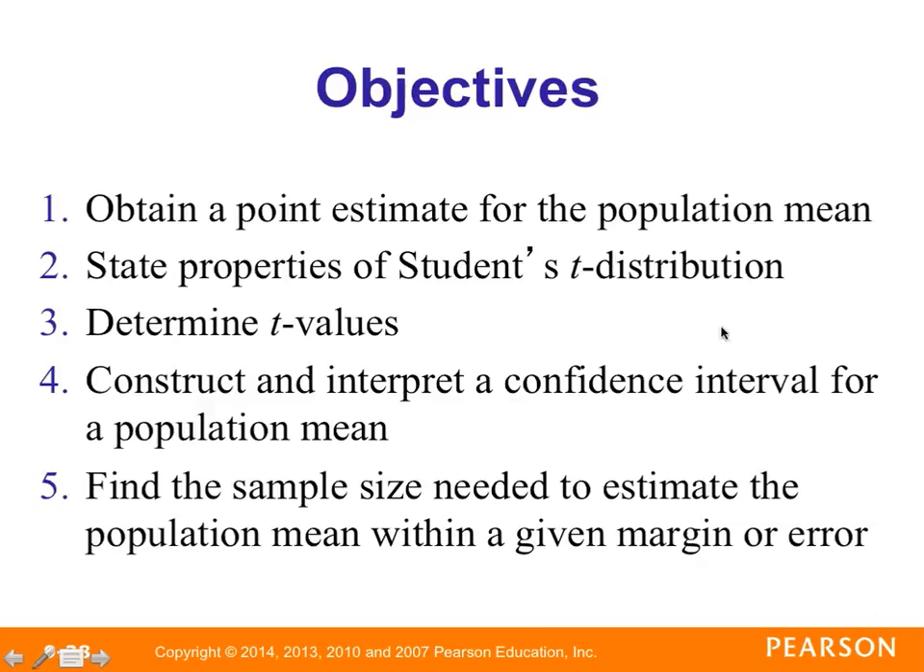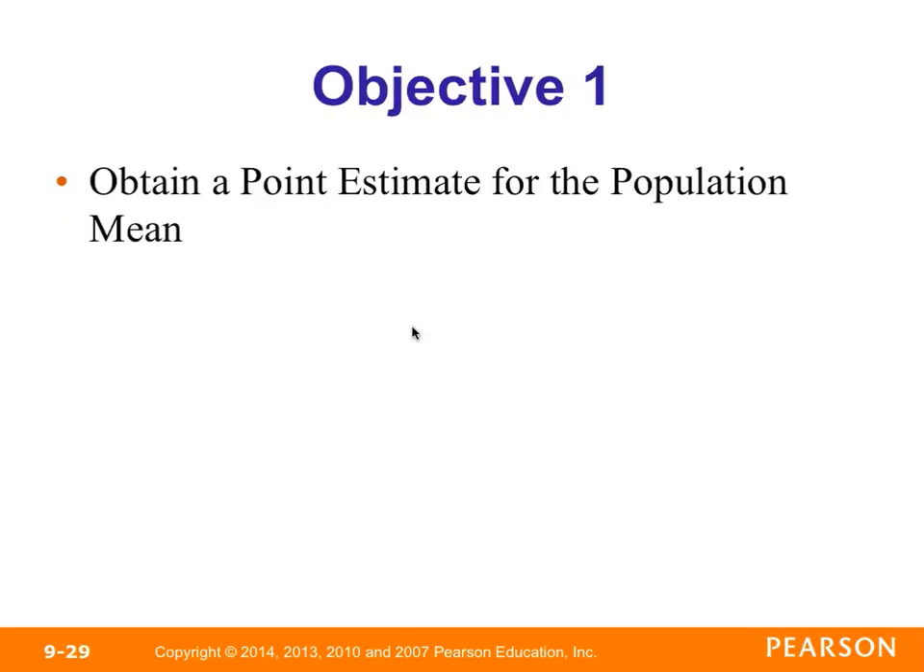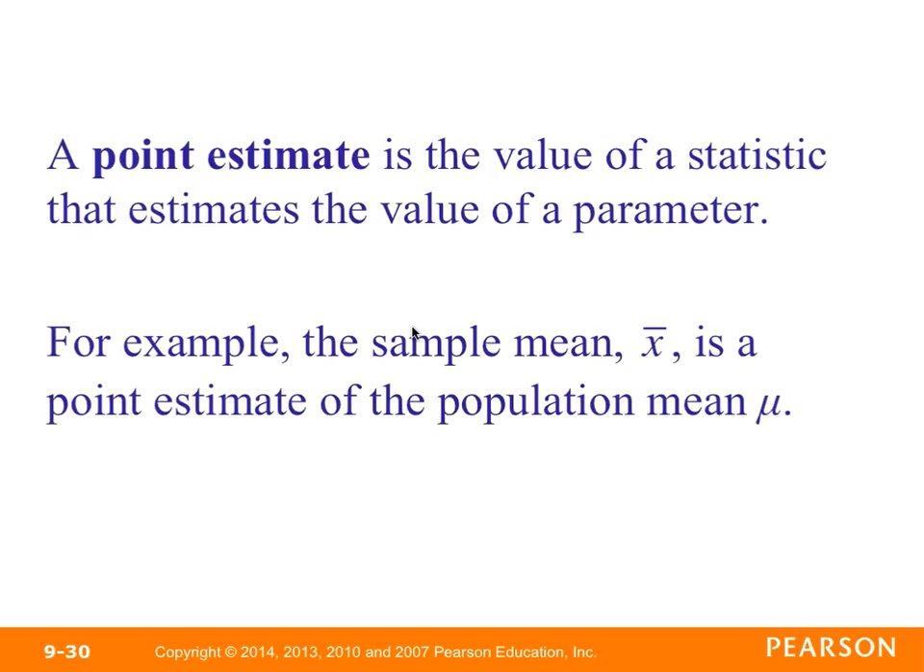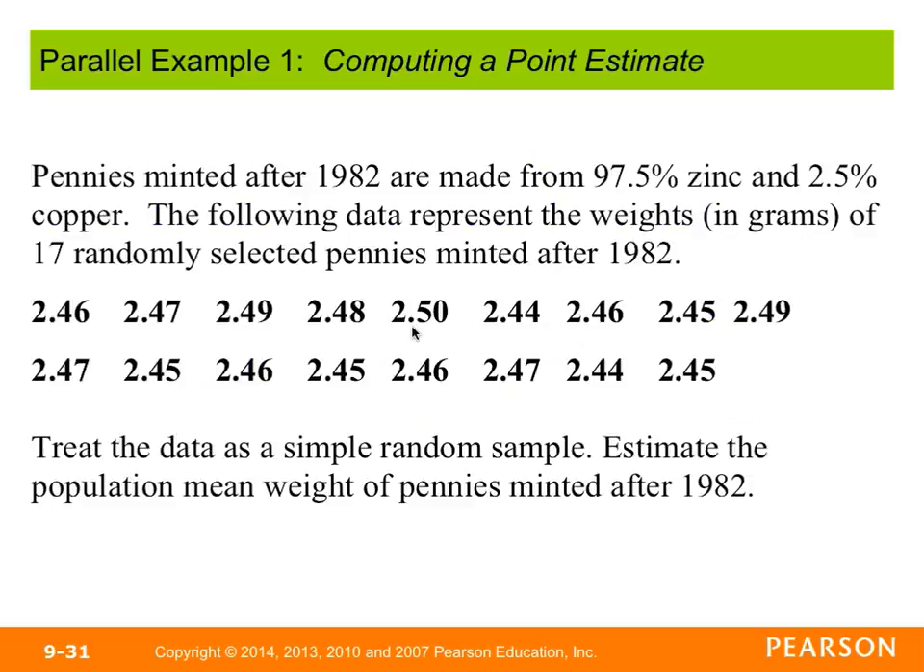Okay, so it's pretty much the same process as with population proportion, except we have a couple of extra steps because we're going to have to use this new distribution, the t-distribution, and we'll talk about why when we get to that. But the first objective is just to be able to obtain a point estimate for a population mean. Now, you should already be familiar with this from Chapter 8, but a point estimate is just the value of a statistic that estimates the value of a parameter. So for example, the sample mean, x bar, is a point estimate for the population mean, mu.